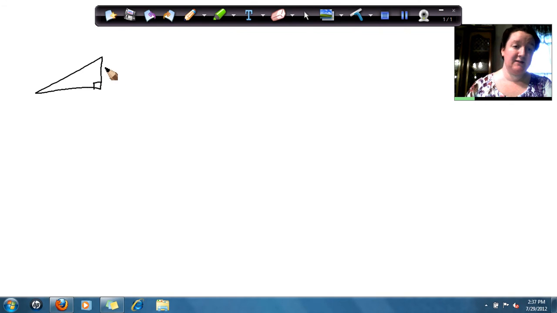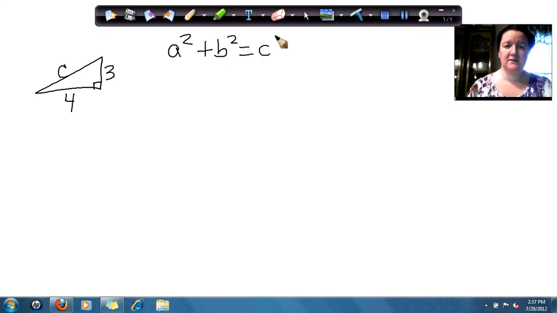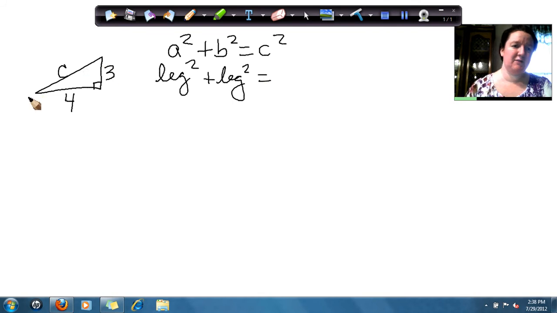And if I know that this side is 3 long and that this side is 4, and I want to know the hypotenuse, that's the longest side of your triangle, this is what you're going to do. I look at a squared plus b squared equals c squared. Now a squared is taking into account the length of the leg, and the leg is always attached with the 90-degree angle. And we're going to take the other leg, square it, and make it equal to the hypotenuse. The hypotenuse is the longest side of your triangle.